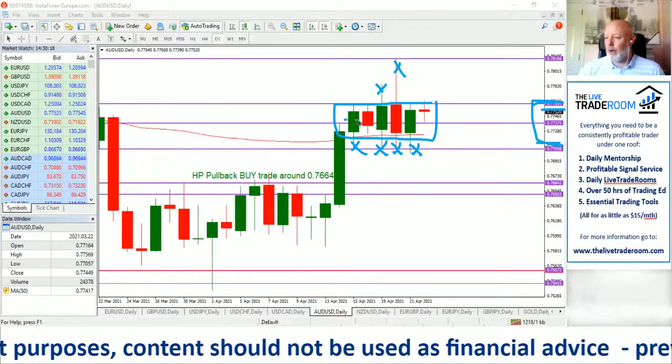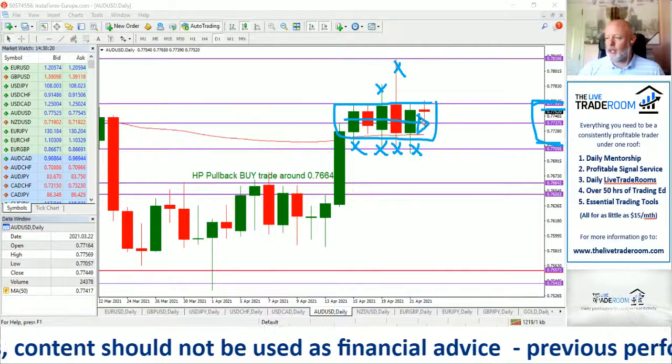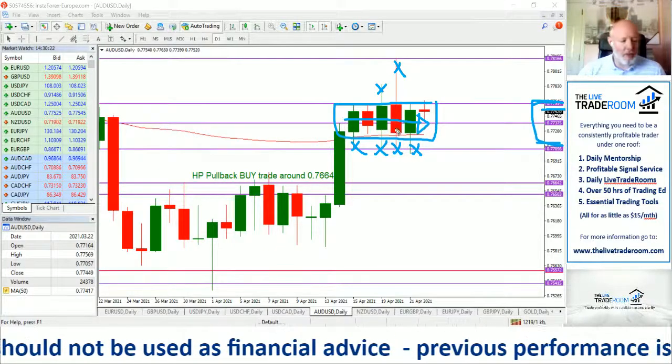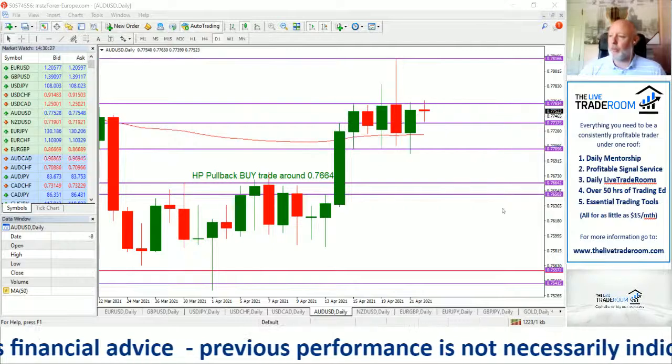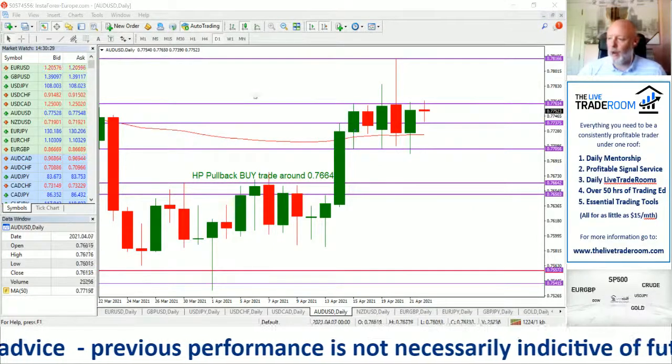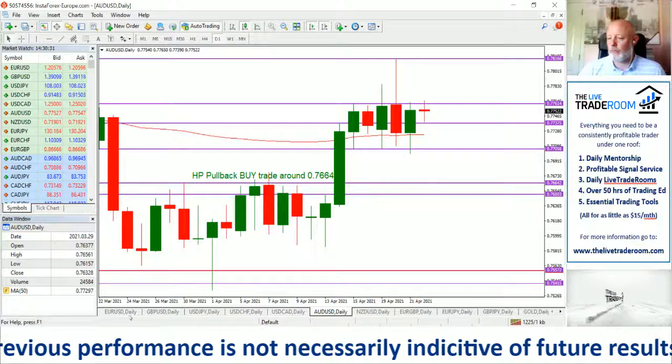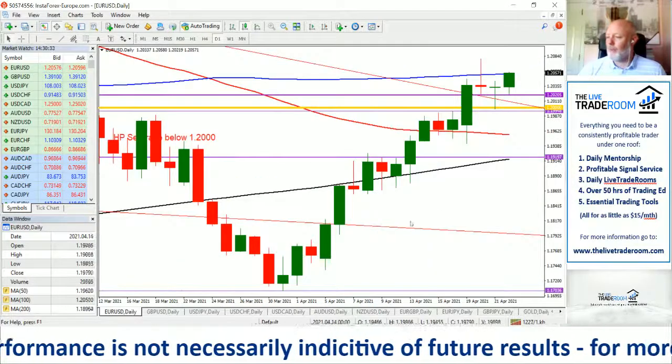So our market condition, and we talk about market conditions all the time, is that it's moving sideways. So we need to get those markets closing above or below those levels to give us a little bit more confidence in the trade. So really it's about trade selection.